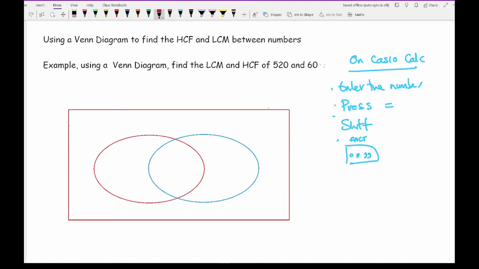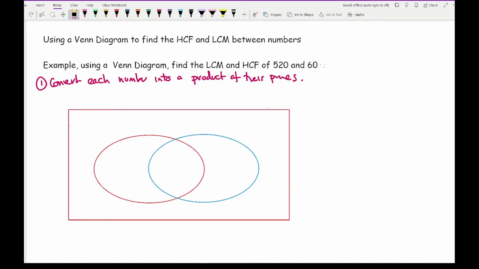So to use a Venn diagram to work out the lowest common multiple and the highest common factor of 2 numbers, the first thing you want to do is to convert each number into a product of their primes. Now you can do this by either using a factor tree if it's on a non-calculator paper, or by using your calculator if it's on a calculator paper and you've got that feature. But basically what you should have is that 520 equals 2 times 2 times 2 times 5 times 13. And note how I'm not using indices to simplify it.